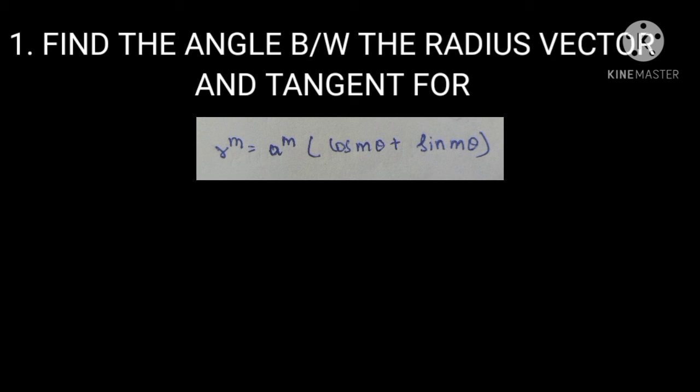Now let us do some problems. Take note of the problem. Problem number 1. Find the angle between the radius vector and the tangent of the following equations. First equation, r square cos 2 theta is equal to a square. I will be displaying the answer, so simultaneously I will be explaining it. You can note it down.